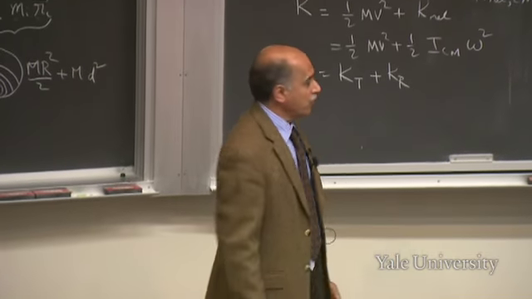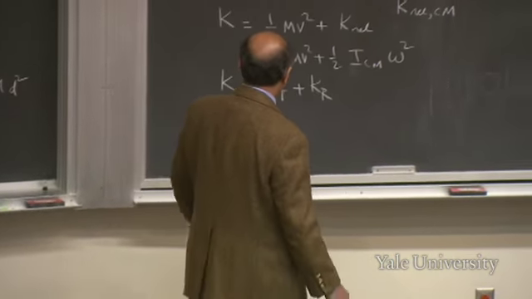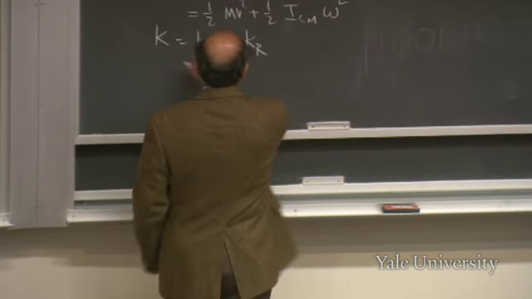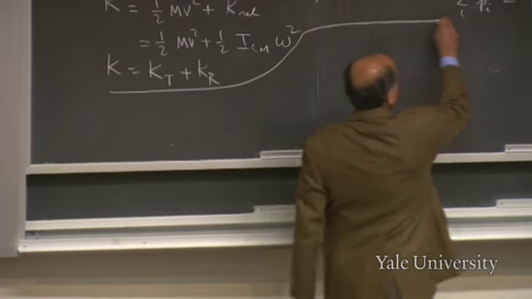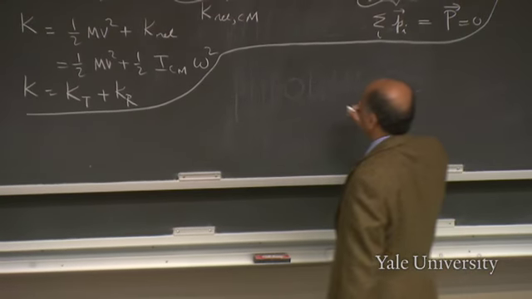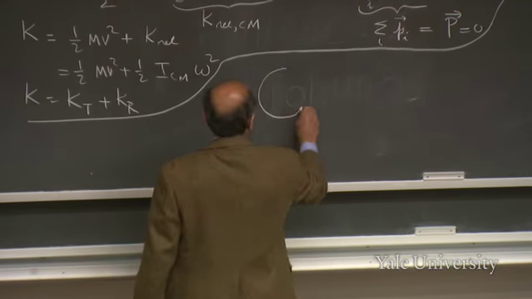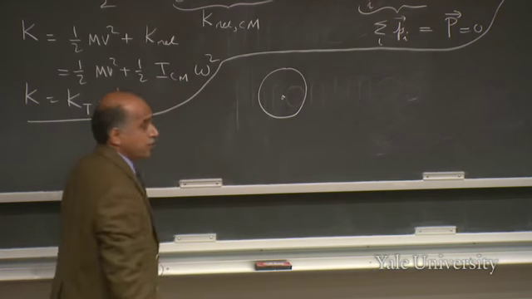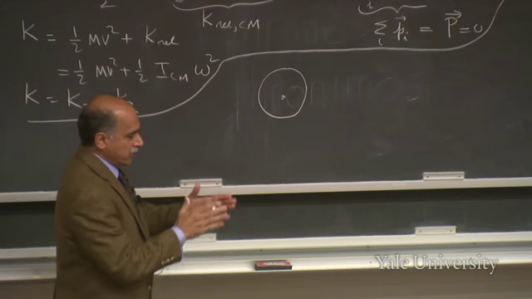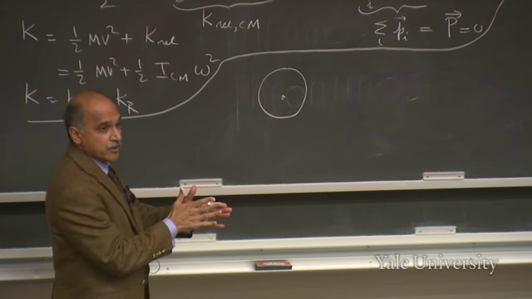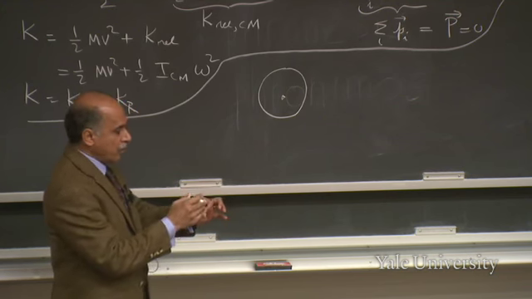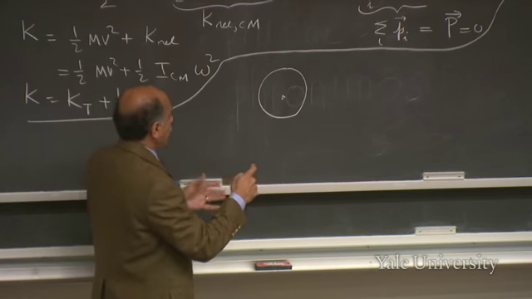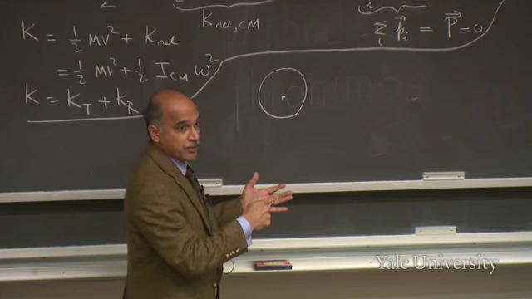So I'm going to apply this to a simple problem so you can get a feeling for this. That simple problem is going to be a disk. You can think of the problem as either a disk or as a cylinder. A cylinder is just a disk with a certain thickness. So a disk is like a coin and the cylinder is a stack of coins. But the moment of inertia for a disk or a cylinder is the same. Do you guys understand that?